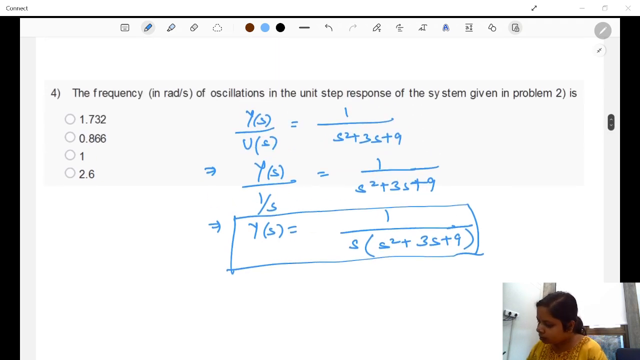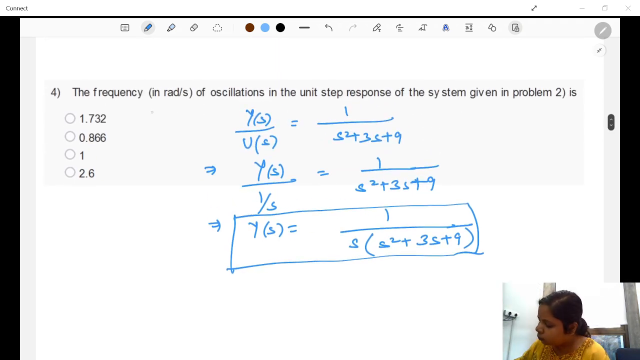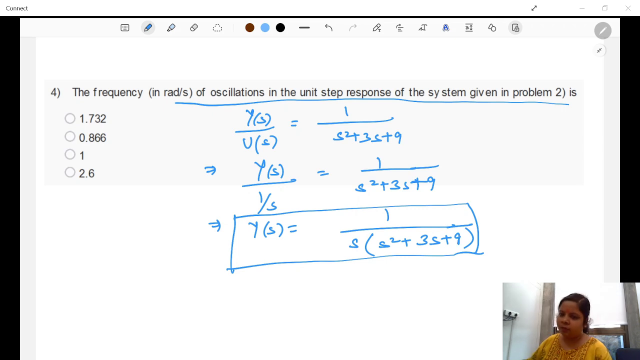So what did the question say? The frequency of oscillations in the unit step response of the system. Now you cannot say that 9 would be the frequency of my system because you see there is an s already there and it is not fitting into omega n square upon s square plus 2 zeta omega n s plus omega n square. It is different now.